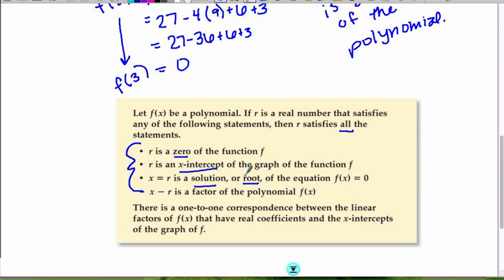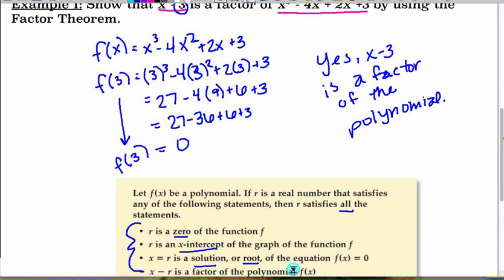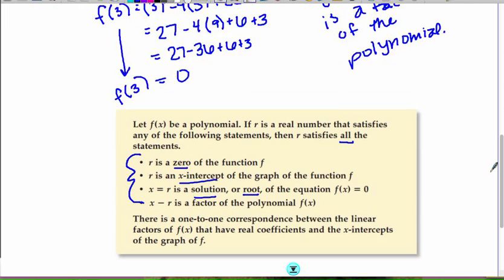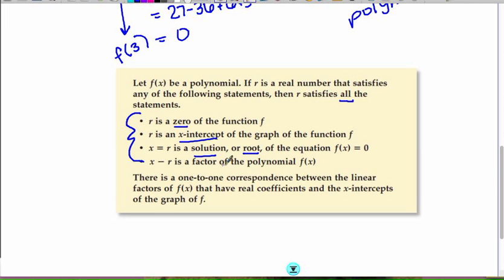And if you don't have them committed to memory, you need to know that these 4 things all mean the same thing. Again, the factor theorem that we just talked about a minute ago tells us that x minus r is a factor of the polynomial when r is a 0.